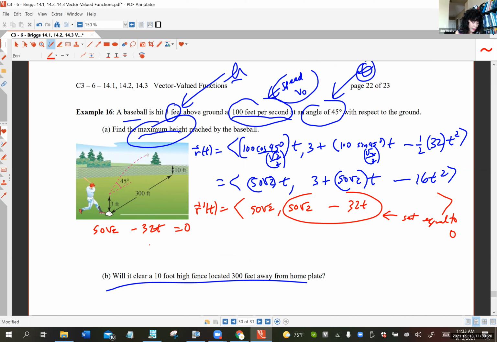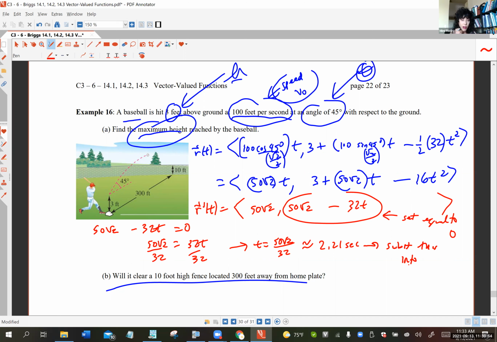So then what? Well, how about if you add 32t to both sides? All right, that's easy enough. How about dividing both sides by 32? Okay, and then you may want to whip out your calculator to approximate because t is exactly 50 square root of 2 over 32, and that's approximately 2.21 seconds. Now, that's not the answer, okay, because they wanted maximum height.